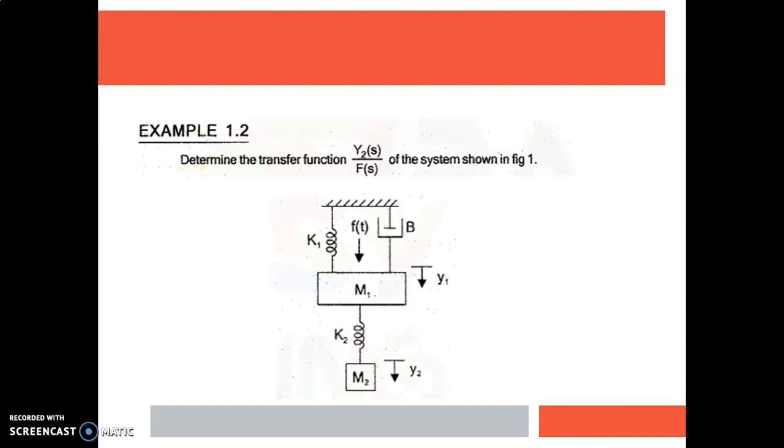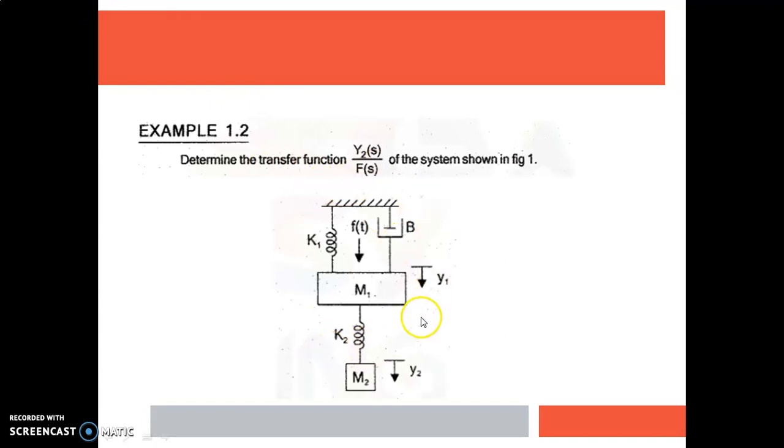Dear students, in the last class we discussed the basic elements of a mechanical translational system, and we did a problem to find the transfer function of a mechanical translational system. So now we'll do more problems on that. The next question is given.